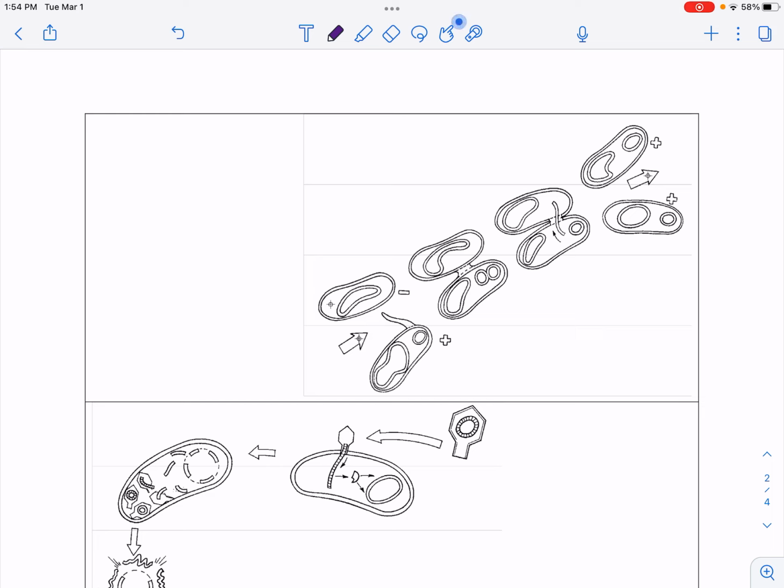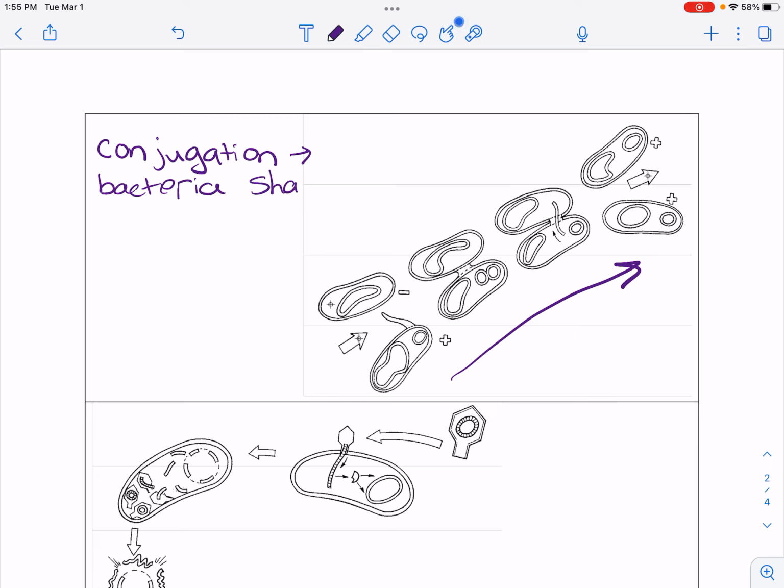Another way they can get genetic information is they can actually send it to another bacteria. So we call that conjugation. Conjugation is basically bacteria sex. Like, they're exchanging genetic information, right? And usually in the form of plasmids. You can see the plasmid replicates, and then it gets sent as we kind of go up this way. So we see that the plasmid then replicates, it gets sent, and now they both have it. So bacteria sharing genetic information.